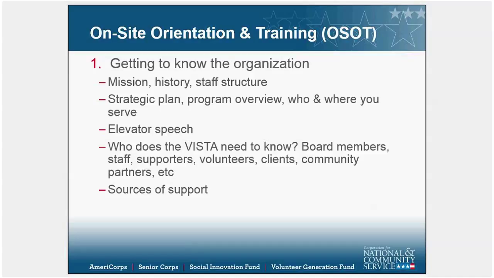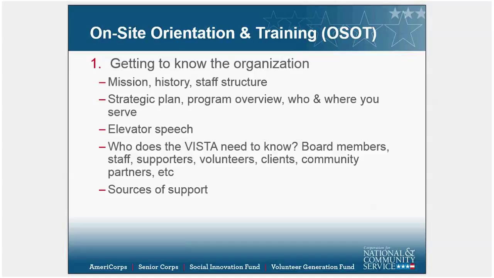Do you serve specific focus areas? Do you have target demographics? Do you only serve a certain geographic area? Do you guys have a standard elevator speech? Something that you hope all of your staff and volunteers are communicating to the community about your organization. So you're going to want to review that kind of stuff with your VISTA member as they get started.